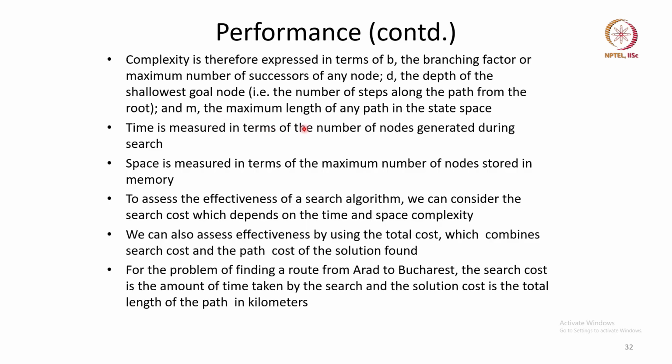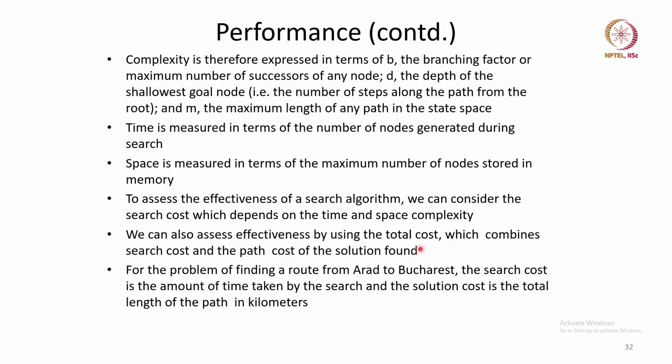Time is measured in terms of the number of nodes generated, and space is measured in terms of the maximum number of nodes which you need to store in memory. So maybe you go along one branch, and when you don't get the solution, you have to backtrack and take another path in your tree. So you may have to store all that information in your memory. So how much do you have to store in your memory?